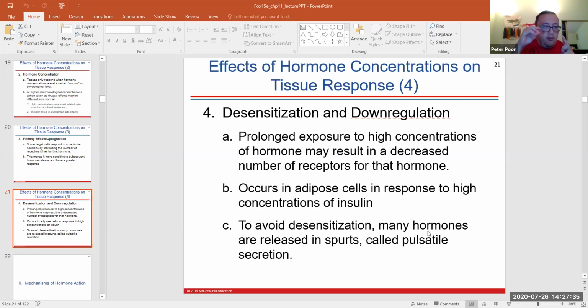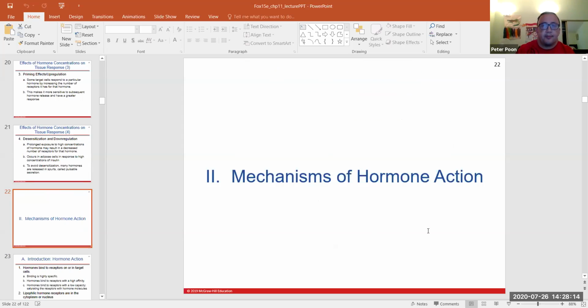The release of a hormone causes a reaction that downregulates the receptors for that hormone. So next time you need more hormone to get the same effect. This occurs, for example, in adipose cells. In response to high concentrations of insulin, you stop responding to the insulin, and that is diabetes.